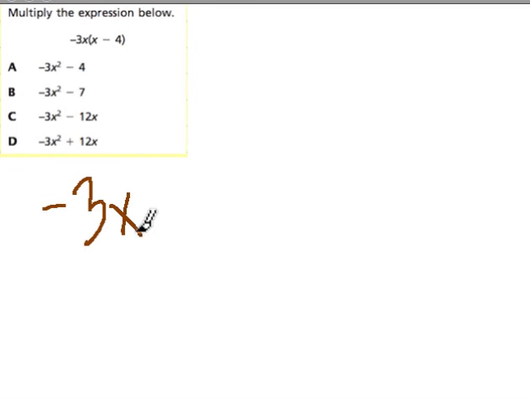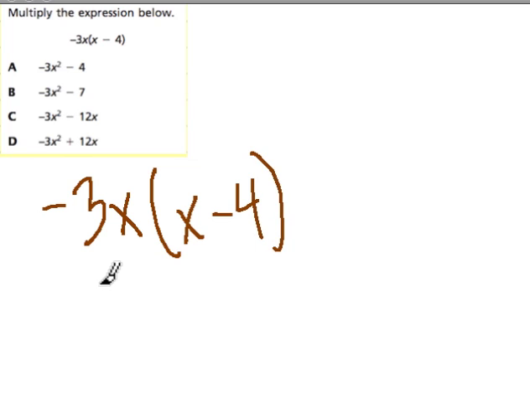This is very similar to the other question we just had. I just solved this in another video, and we're going to do the same thing. We're going to use the distributive property to distribute this term, negative 3x, and multiply it by the two terms that are inside the parentheses.